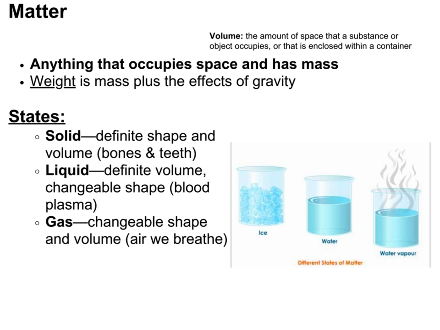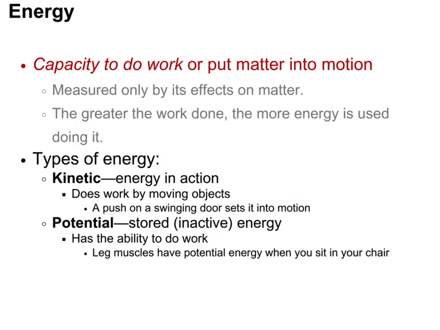A solid has a definite shape, a definite volume, so bones and teeth, a table, your pencil, whereas a liquid has a definite volume but a changeable shape. Blood plasma and other liquids take on the shape of their container. And then you have gases. They have a changeable shape and volume. You can pressurize gas. The air we breathe is a great example.